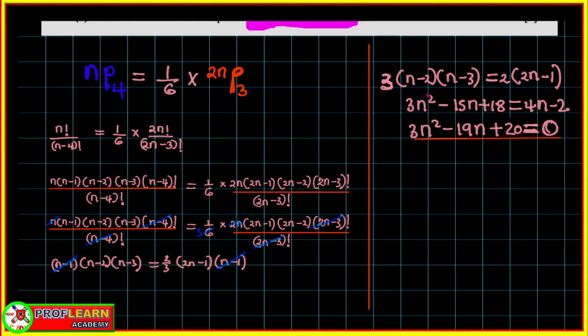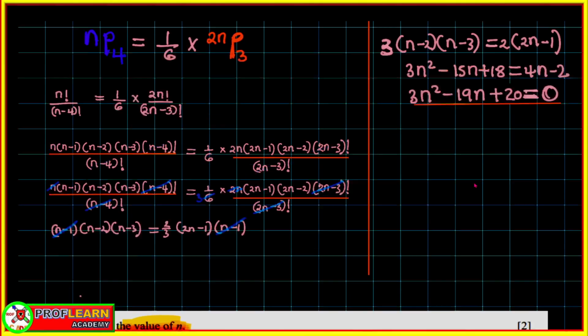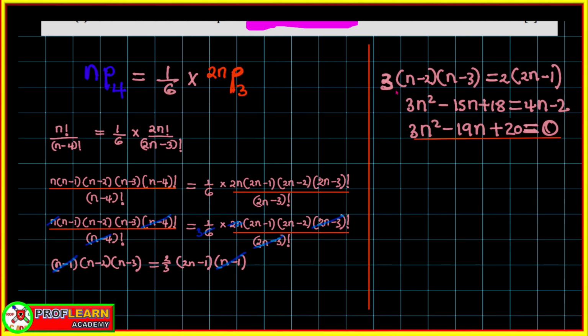Then if you try to work out the equation and solve this, you will end up having a quadratic equation, and the quadratic equation is going to be this. If you solve this equation, you are going to get your value of n equals 5. Of course, you are going to get 2 answers.